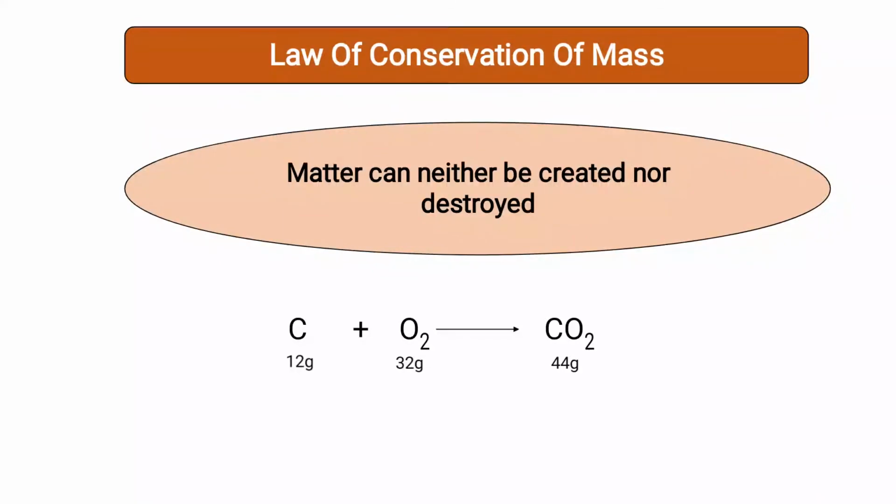Now, if we consider the mass of carbon and oxygen, that is 12 gram plus 32 gram, we get 44 gram, and on the product side there is also 44 gram, which means that the total mass of the reactant is equal to the total mass of the product, which means that mass has been conserved. So it is called the law of conservation of mass. Therefore, we can say that matter is neither created nor destroyed. It only changes its form. This is the law of conservation of mass.